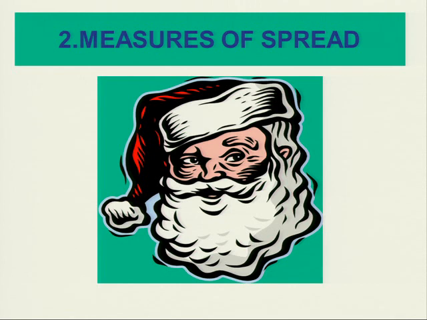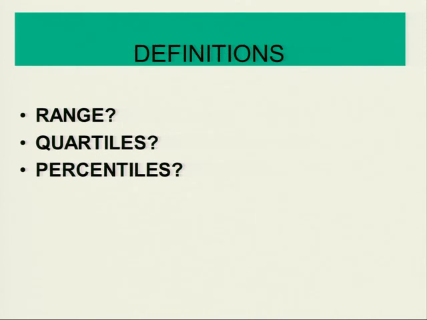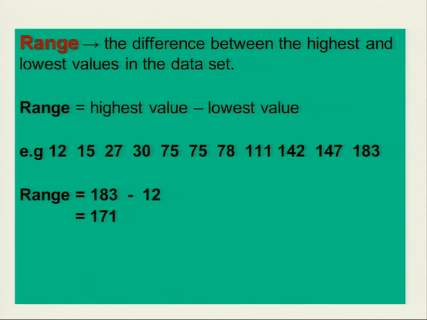Okay. Apart from the measures of central tendency, grade 12, I said I'm also going to talk to you about measures of spread. Under the measures of spread, we have the range, the quartiles, and the percentiles. Remember, under the measures of central tendency, we had the mean, the median, and the mode. Now, under the measures of spread, we have the range, the quartiles, and the percentiles. What do they mean, or how can we calculate them? Okay, let's first look at the range.